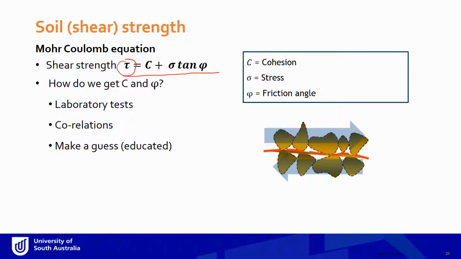Now, how do we get C and phi? There are many different ways to get them. First of all, the most reliable one is obviously to do some laboratory tests, and we'll specifically look at one of the tests. Then we can use some correlation. If we know the plasticity of a soil, we can correlate. If we know the type of a soil, we can correlate. And the third thing, again, you might laugh at it: we make an educated guess, but that is not a very uncommon practice. An experienced geotechnical engineer knows what number to use.